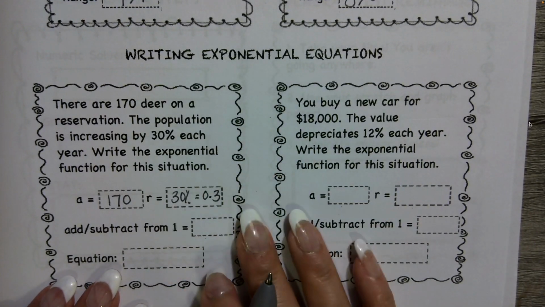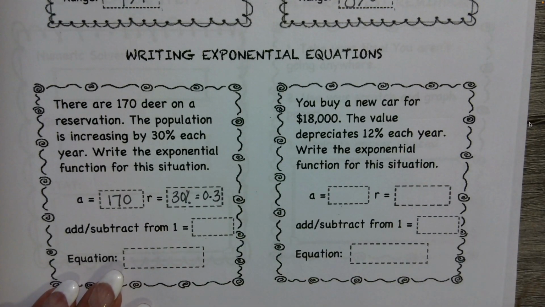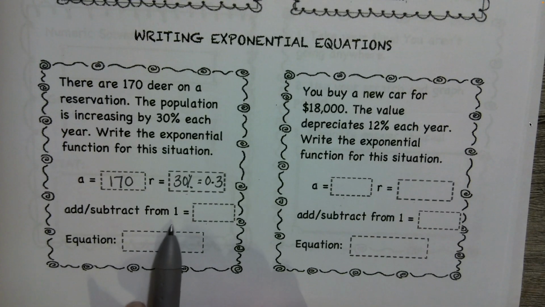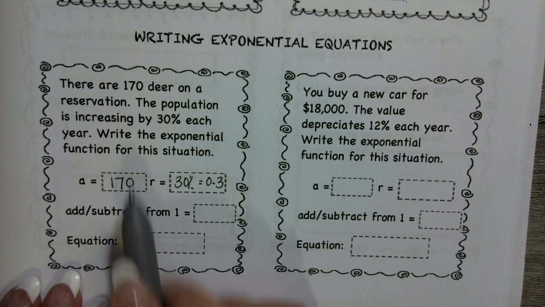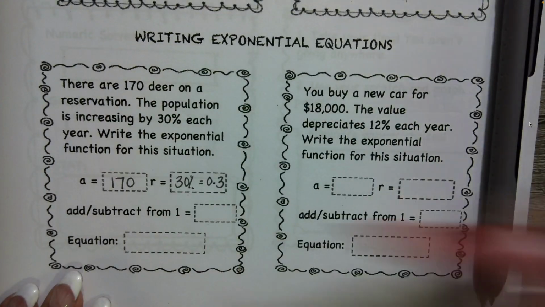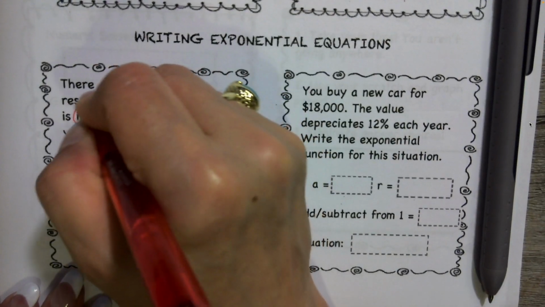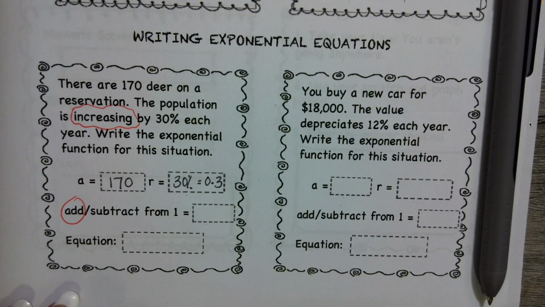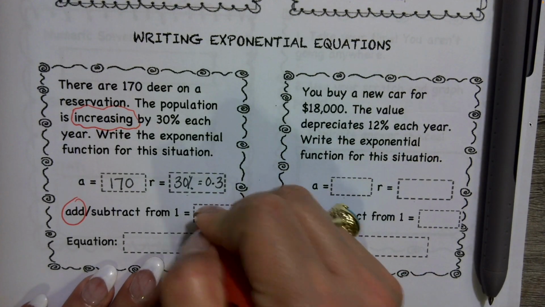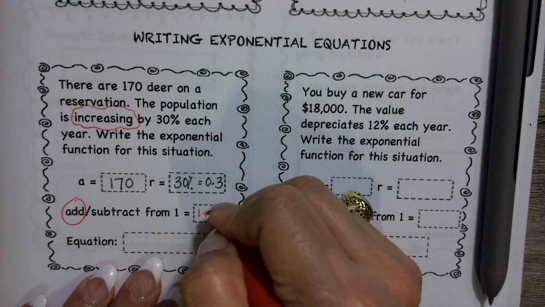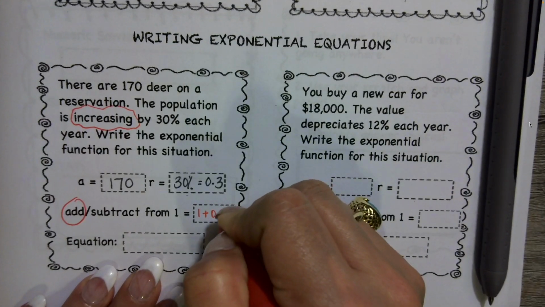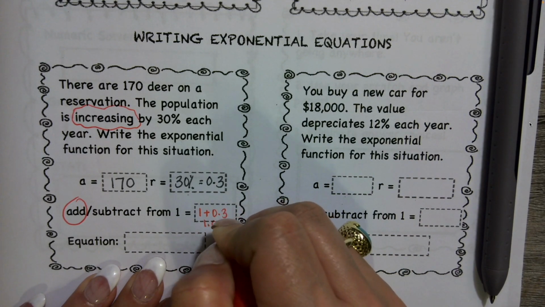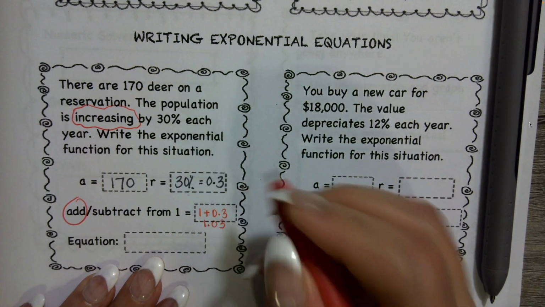So that would be 0.3, right? How did I find it? 30 divided by 100, just like that, okay? And add or subtract from 1. So this one says it's increasing, so you add it to 1. So it would be 1 plus 0.3, which is 1.03. I'm sorry, 1.3. What did I do?